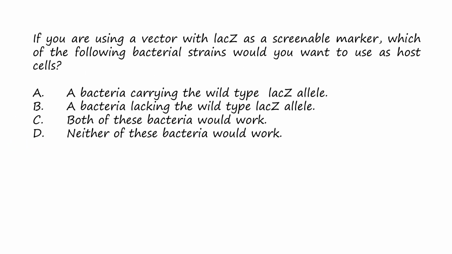Question 6. If you use a vector with the ligase gene as a screenable marker, which bacterial strains would you want to use as host cells? A. A bacteria carrying the wild-type ligase allele. B. A bacteria lacking the wild-type ligase allele. C. Both of these bacteria would work. D. Neither of these bacteria would work. The answer is B, as if the host had the wild-type ligase allele, you would not be able to differentiate a host cell with vector from a host cell with a recombined vector.